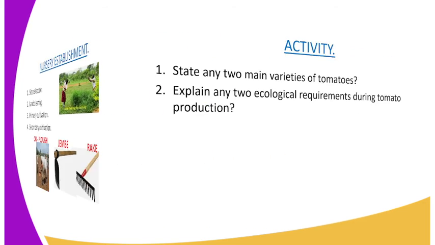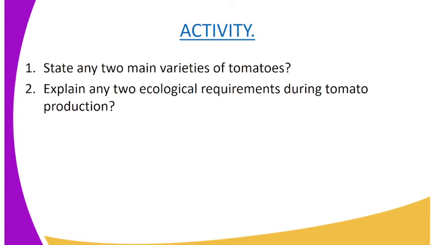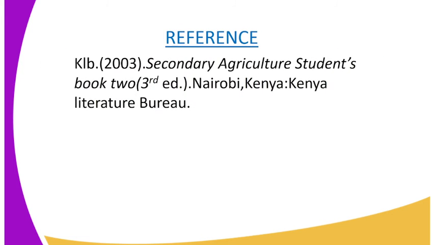We have come to the end of today's lesson, and I'm going to mark the end of this lesson by assigning you this work. Question number 1, you're supposed to state any 2 main varieties of tomatoes, and number 2, explain any 2 ecological requirements during tomato production. For reference, you can refer to the KLB Secondary Agriculture Student Book 2, that is 3rd edition, and the publisher is the Kenya Literature Bureau.